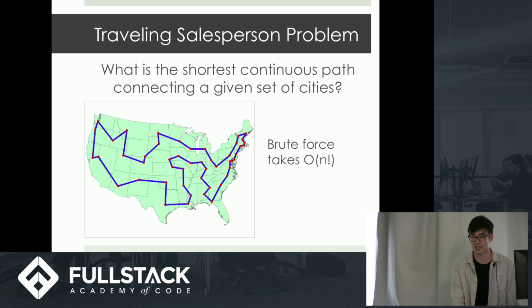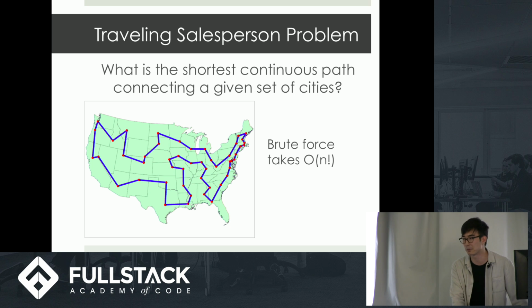I think most of us have at least heard of the Traveling Salesperson Problem. Essentially, the gist is given a set of cities, what is the shortest path that connects all of them, with the condition that your first city is also your last city, right? So it's a round trip.